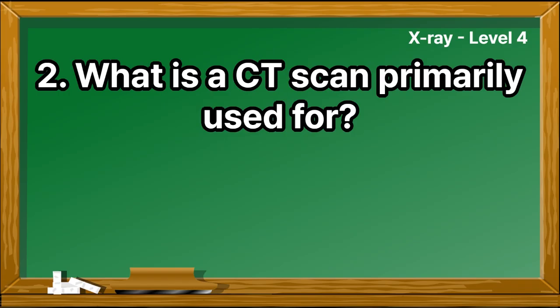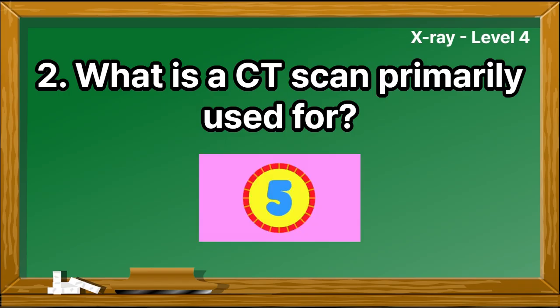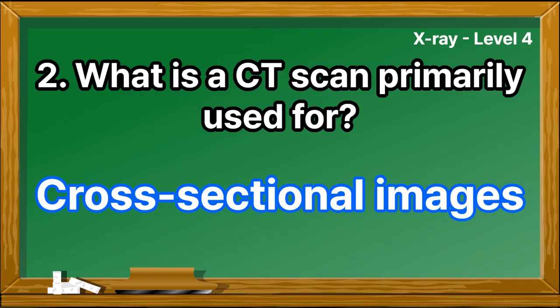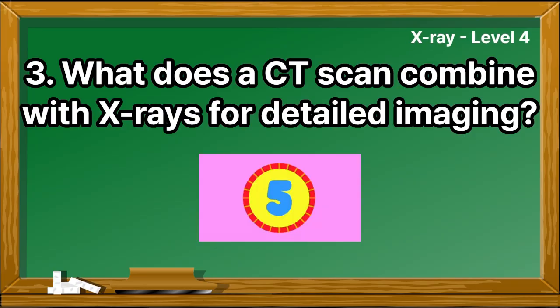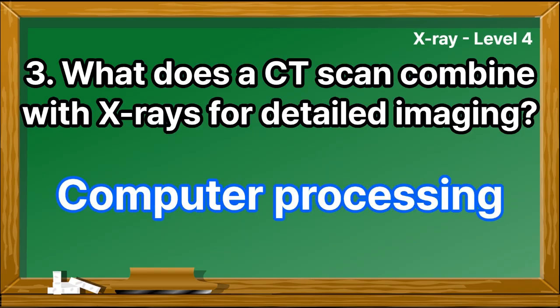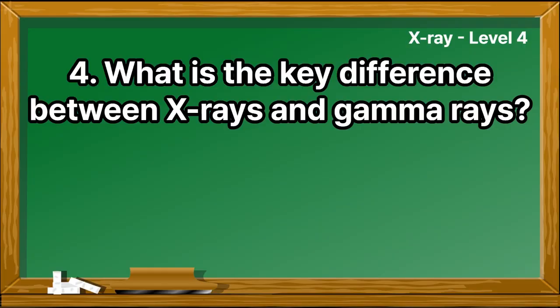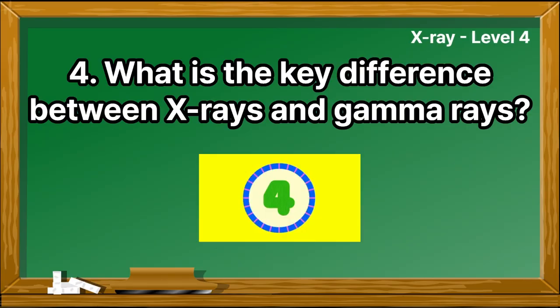What is a CT scan primarily used for? Cross-sectional images. What does a CT scan combine with X-rays for detailed imaging? Computer processing. What is the key difference between X-rays and gamma rays? Origin.